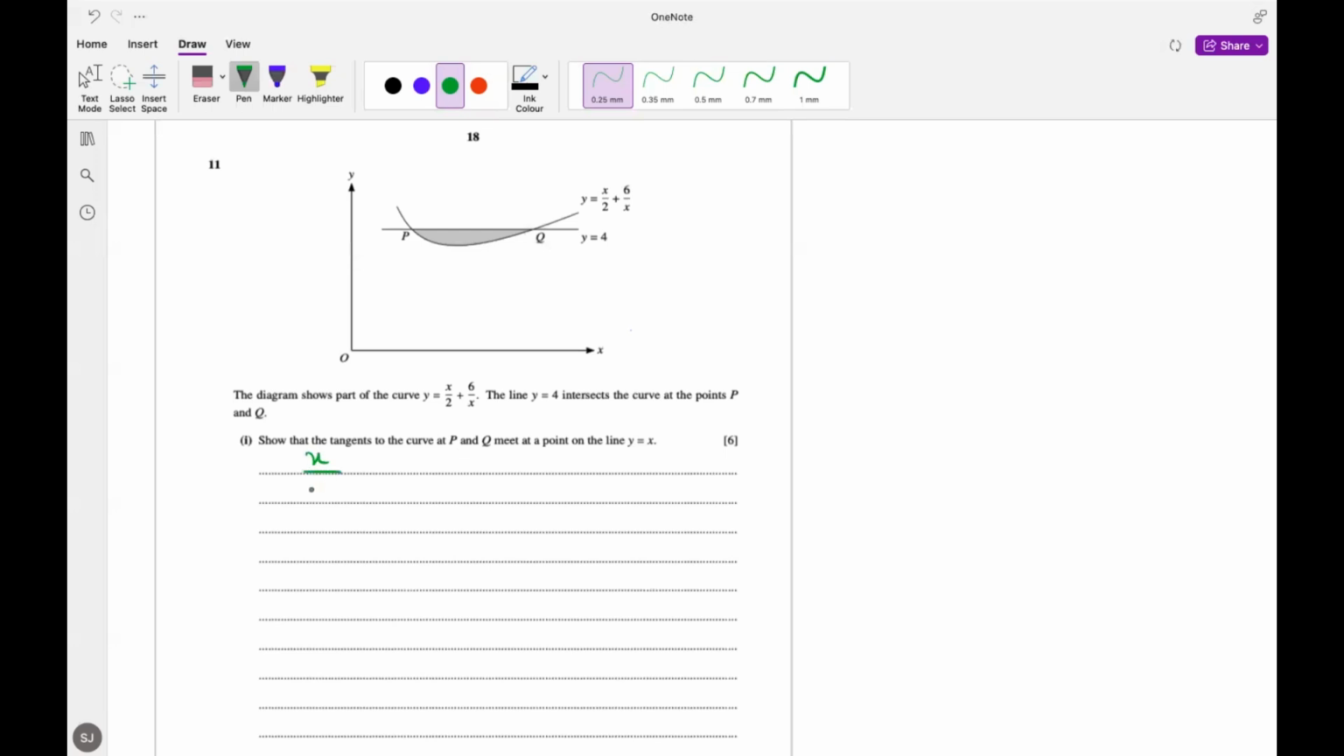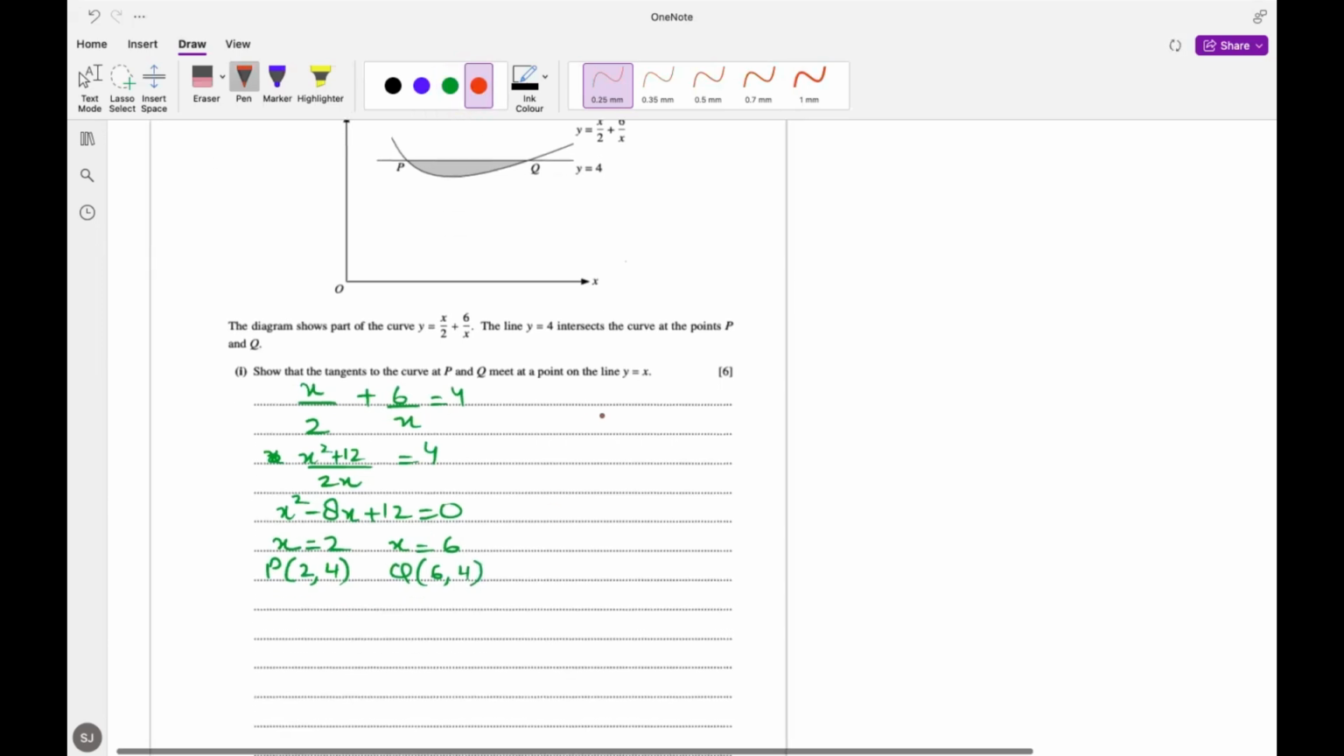So we can write it as x upon 2 plus 6 upon x equals 4. Taking the LCM, this will become x squared plus 12 upon 2x equals 4. Cross multiplying and simplifying, we will get x squared minus 8x plus 12 equals 0. We can use our calculators to find the values of x, which will be x equals 2 and x equals 6. So the coordinates of P will be (2, 4) and the coordinates of Q will be (6, 4).